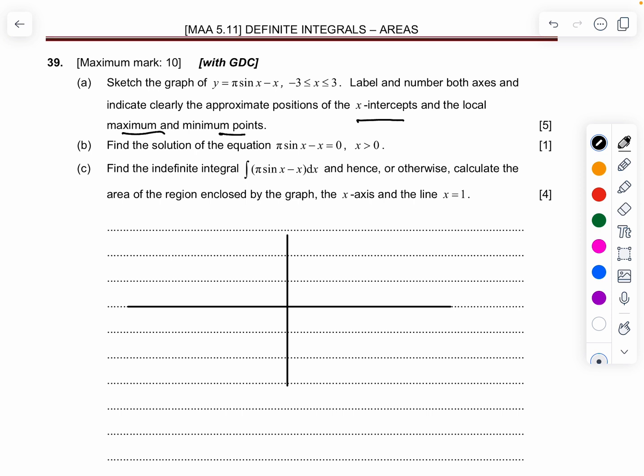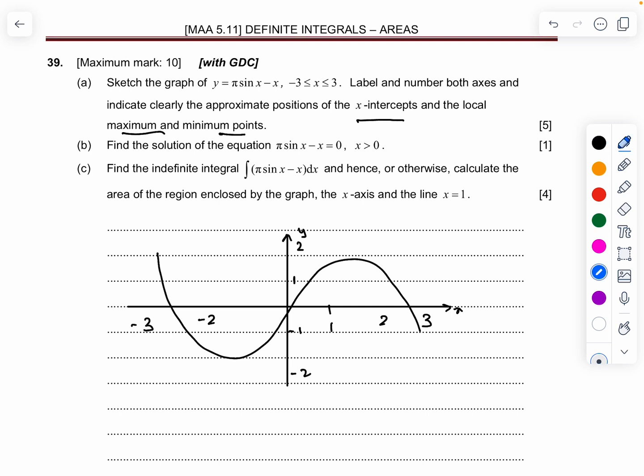Then approximate shape of the curve will be in this way. This is between -3 and -2, and this is between 2 and 3, and 1 over here, x-axis, y-axis, and -1 over here, -2, +1 and +2.